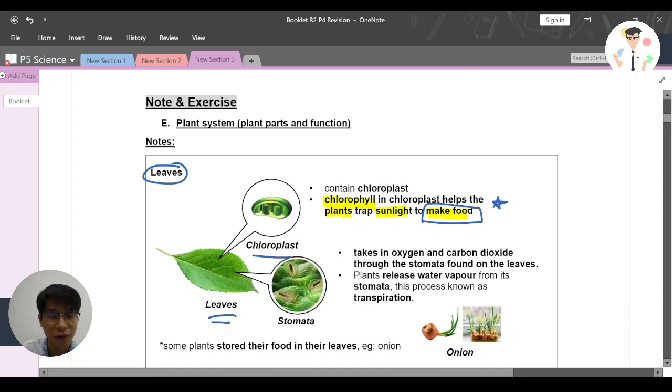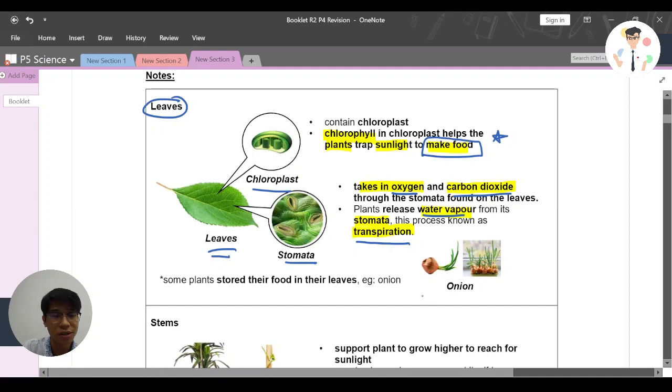This leaf also has something on the cover called the stomata. The stomata takes in oxygen and carbon dioxide. The plants also release water vapor from this stomata, and the process is known as transpiration. So again, the stomata helps to take in oxygen and carbon dioxide, and also helps to release water vapor. When it is releasing water vapor, it is called transpiration.